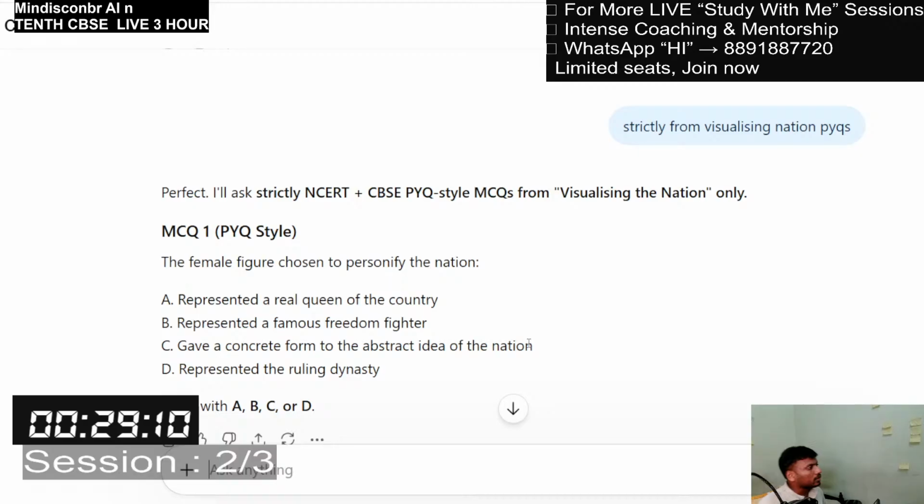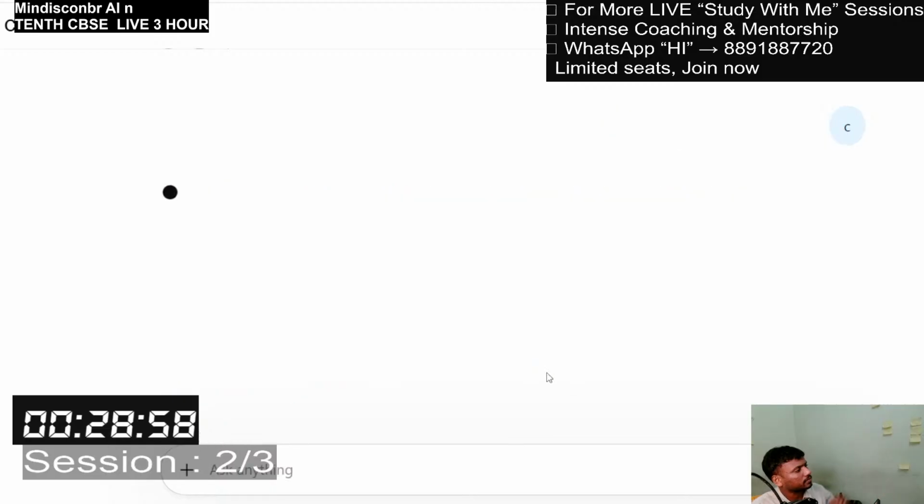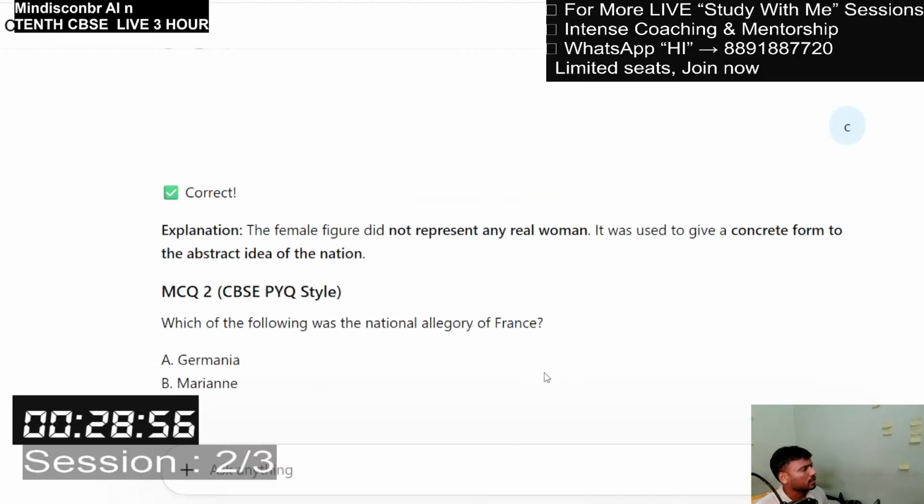Represented a real queen of the country, represented a famous freedom fighter, give a concrete form to the abstract idea of the nation, represented the ruling dynasty. C. Explanation: the female figure did not represent any real woman. It was used to give a concrete form to the abstract idea of the nation.